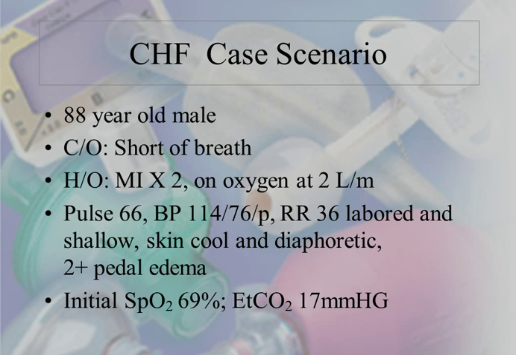Okay, so now we get a CHF case scenario. We get an 80-year-old male. He's complaining of shortness of breath. Got a history of 2 MIs in the past. Always on oxygen at 2 liters per minute. He's got a pulse of 66. Blood pressure's good. Respiratory rate is 36. It's labored and shallow. Skin's cool and diaphoretic, and he's got 2+ pedal edema. That's a bad day for him. His initial SAT is 69%. Woo. And his end-tidal CO2 is actually 17.